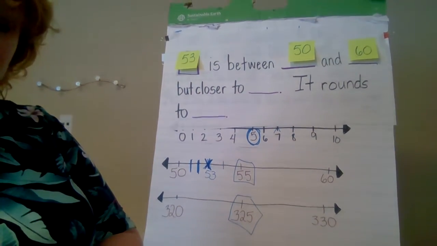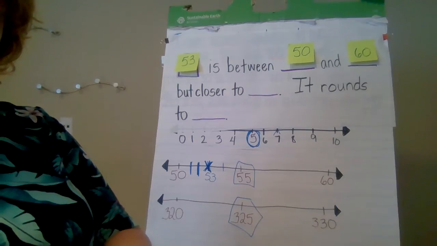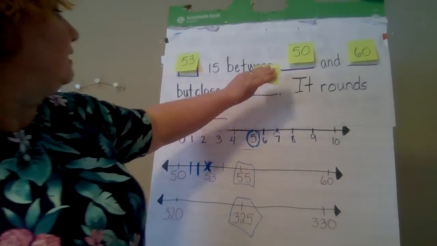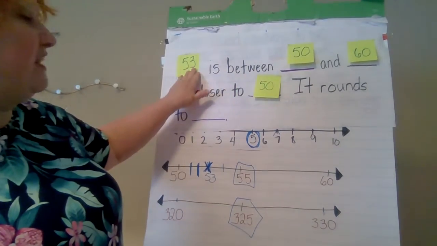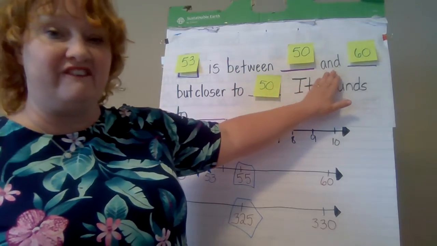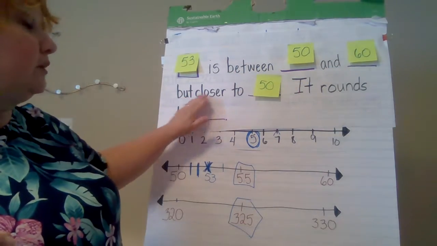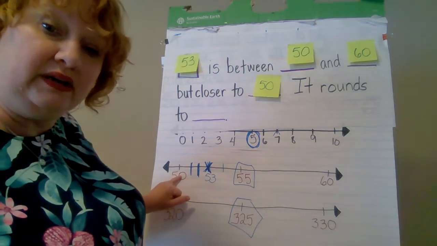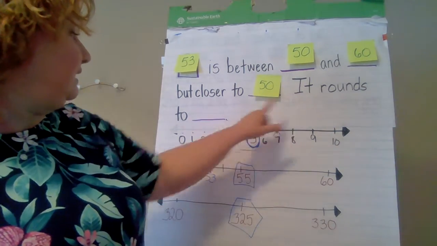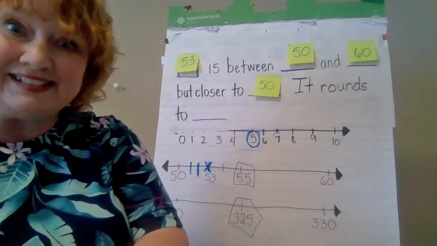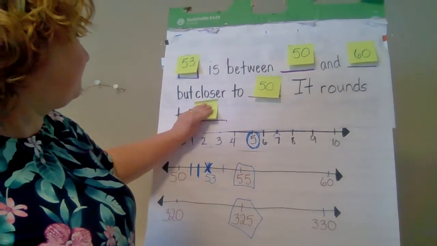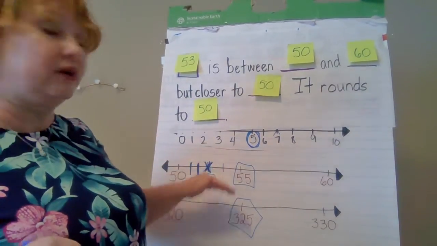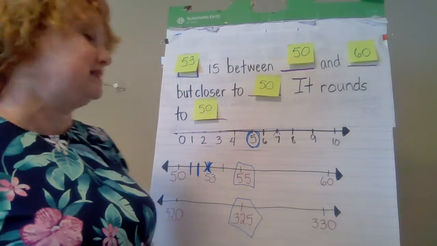So that is what our number rounds to. So when we have this, our sentence reads 53 is between 50 and 60, but closer to 50. See how it is closer to 50 down here? And that means it rounds to what class? It rounds to 50, okay? So we're going to just keep continuing and practicing these.